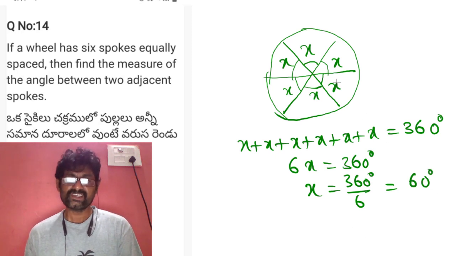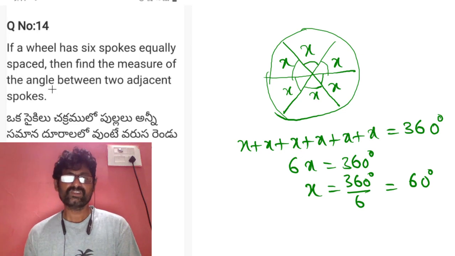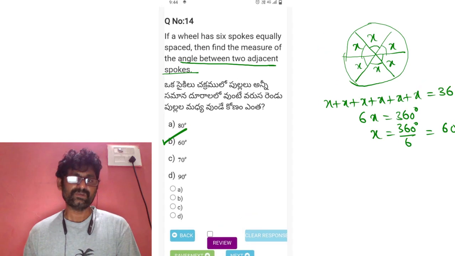So what is x? x is the angle between two adjacent spokes. So the angle between two adjacent spokes equals 60 degrees. So option B is correct. Let's go to the next problem, the 15th problem.